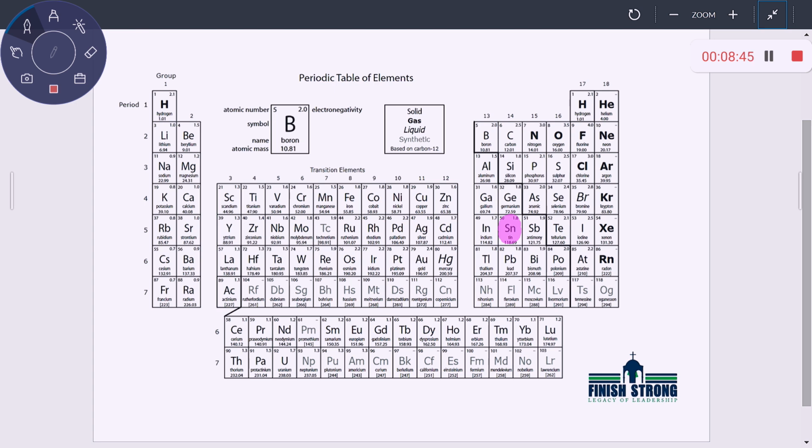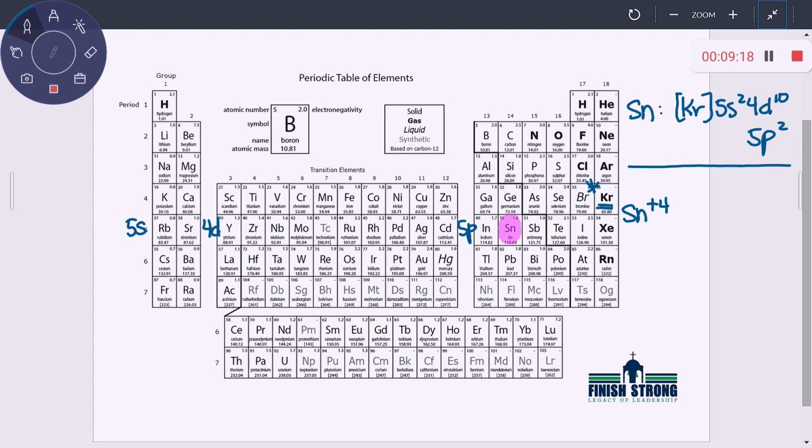If you have tin versus tin with a plus 4 charge on it, I'm going to write out the shorthand notation for you. The preceding noble gas is krypton. So this would be Kr in a bracket, followed by 5s2, 4d10, and then this is 5p2. Okay. If I have a plus 4 charge, that means I lost 4 electrons.